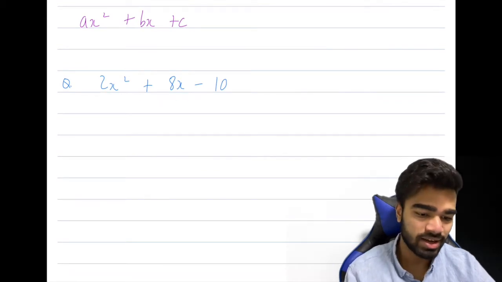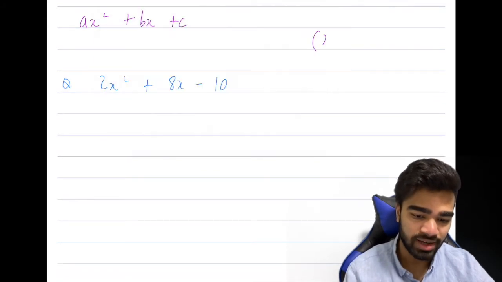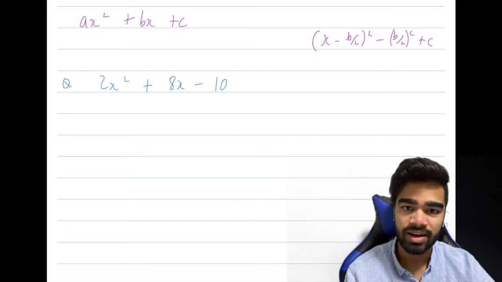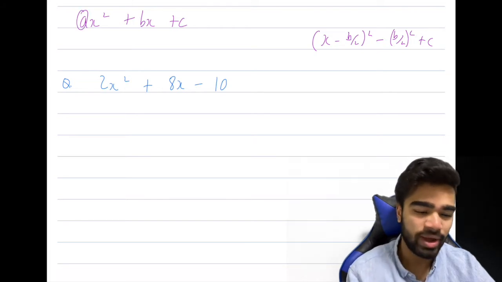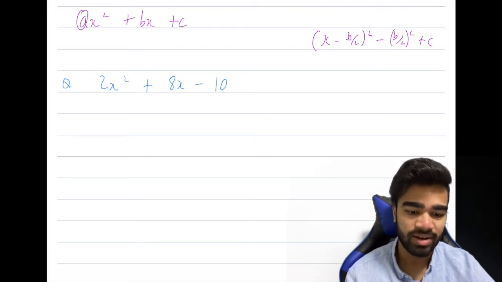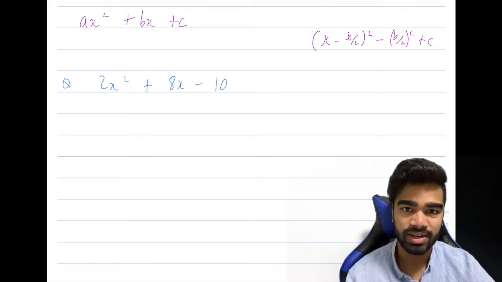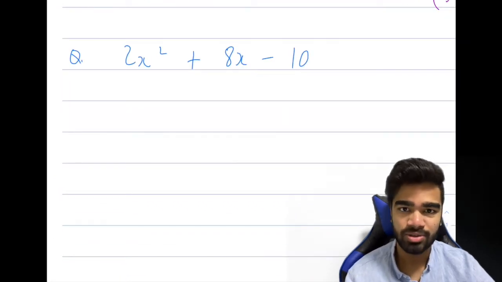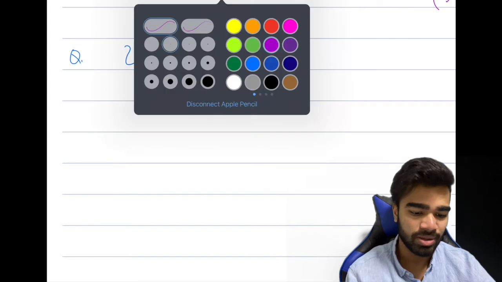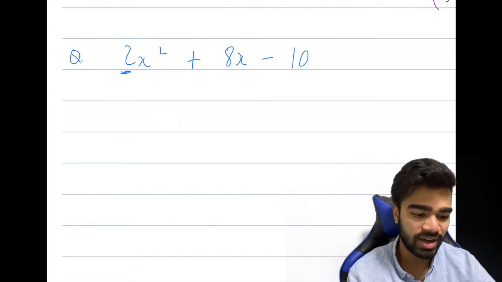Now the rule we learned last week, which was, in brackets, x minus b over 2 squared, minus b on 2 whole squared, plus c. That rule only works if there's no a in front of the brackets. That rule only works for monic quadratics. So how can we do this if we can't use the rule? Well, you might have guessed that what we need to do is factorize the 2. Normal factorization. That's what we'll do.